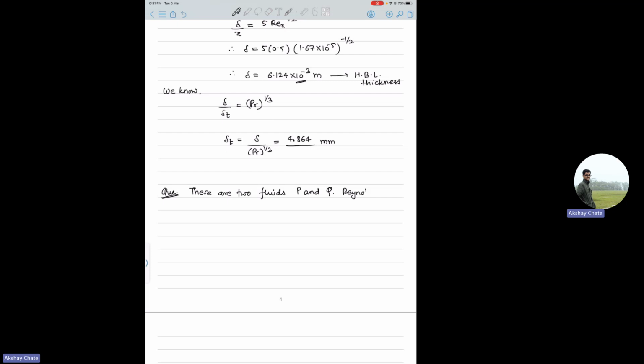Reynolds number for flow over a flat plate is 10 to the power 3 and 10 to the power 4 for fluids P and Q respectively. So they have given you the Reynolds number directly, and you can see here this is a flat plate flow and it's less than the critical Reynolds number. So this is a laminar flow case.